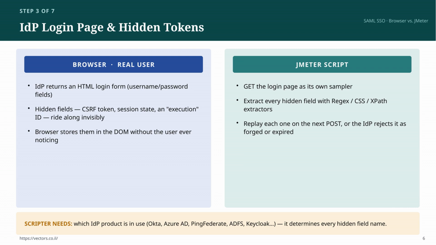JMeter has to extract every one of them from the login page's HTML using a regex, CSS, or XPath extractor and play them back on the next request. Otherwise, the identity provider will reject the submission as forged or expired. This is exactly why knowing which IDP product is in use matters so much. Each one names these hidden fields differently.